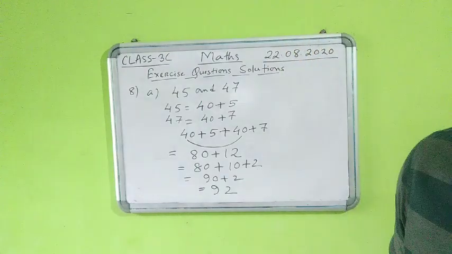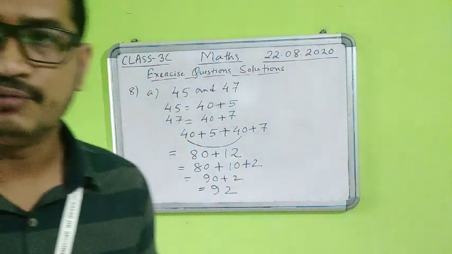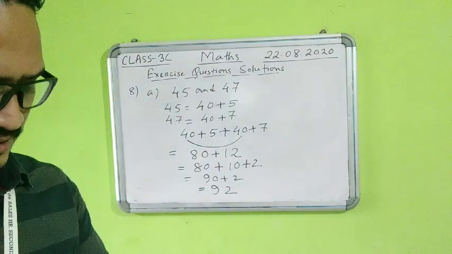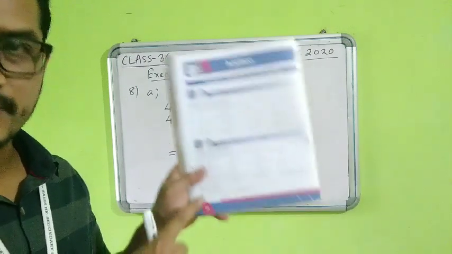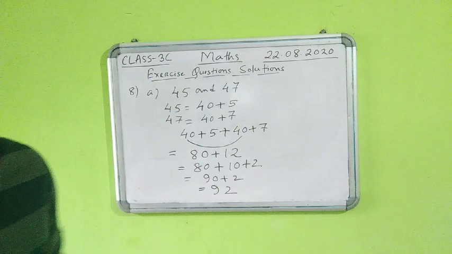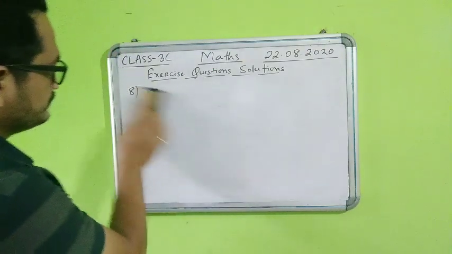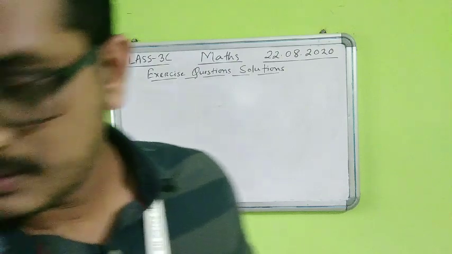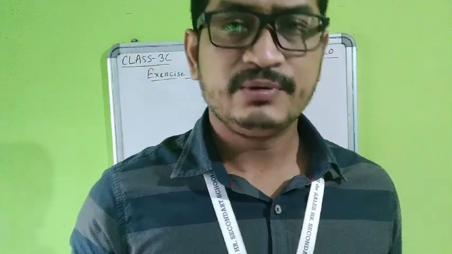Okay, so students, that is about the textbook portion of addition. Now we will start with the workbook portion. In the workbook, students, please take out the workbook and we will go to page number 24, and that is addition, chapter number 4. Here there will be so many questions. The number of questions is very high, so it will not be possible to solve all the questions, because we have only the next week in our hand.